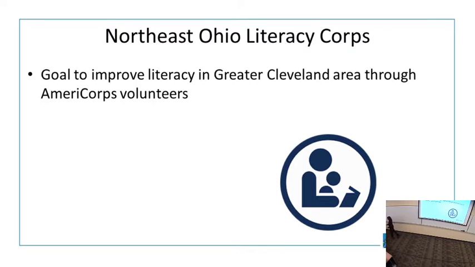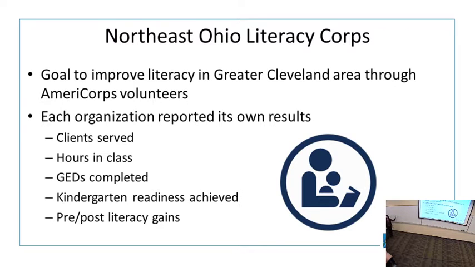So we let our 20 different programs report everything. So we knew we had data on clients served, the number of hours someone spent in a classroom, GEDs completed, pre- and post-test, kindergarten readiness scores. But we still couldn't say, did we actually improve literacy in Northeast Ohio? And so my job was to sort of retrofit a data strategy to this program to be able to say, this program's effective, they're working well, we can learn lessons from them. This program's struggling, what can we do to improve?